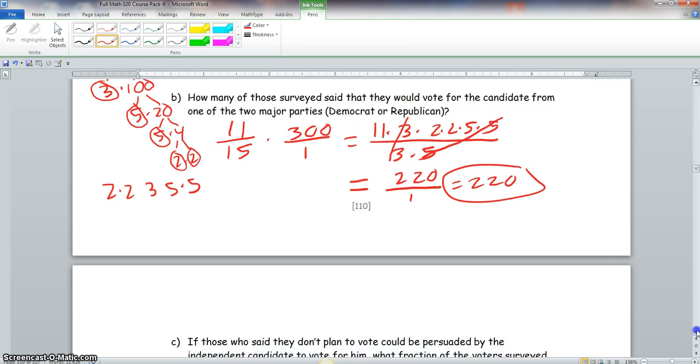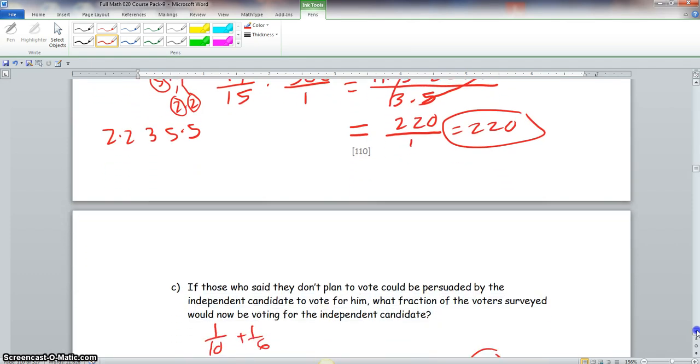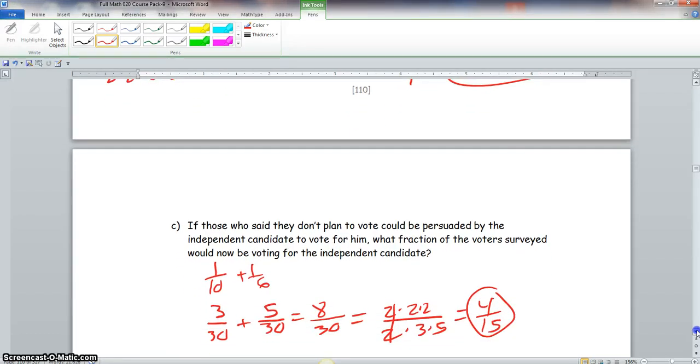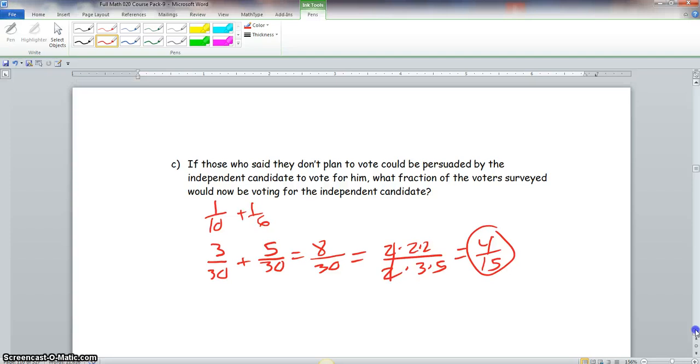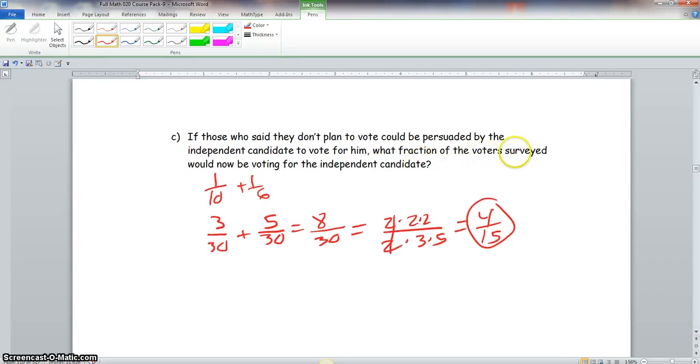Now we go here to C. If those who said they don't plan to vote could be persuaded by the independent candidate to vote for him, what fraction of the voters surveyed would now be voting for the independent candidate? Now, the independent candidate is 1/10 and the undecided voters is 1/6. We have to find a common denominator of 10 and 6.